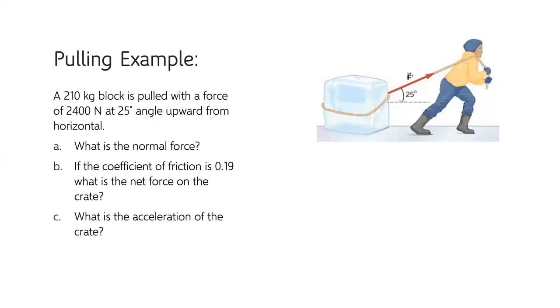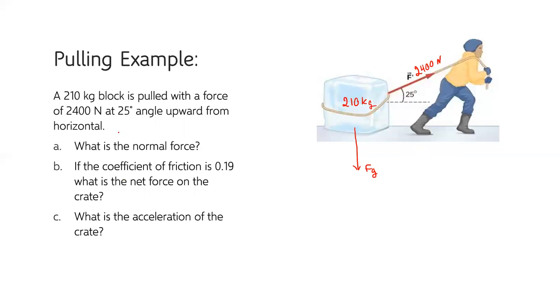So let's fill all of our forces in that we know first, and then we're going to deal with our vector. So we know that this block is 210 kg. I'm just going to add to my picture rather than drawing a new one. The force that's at an angle, so this rope force, is 2,400 newtons. Okay, we know that we have the force of gravity, and we know we're going to have to calculate that.